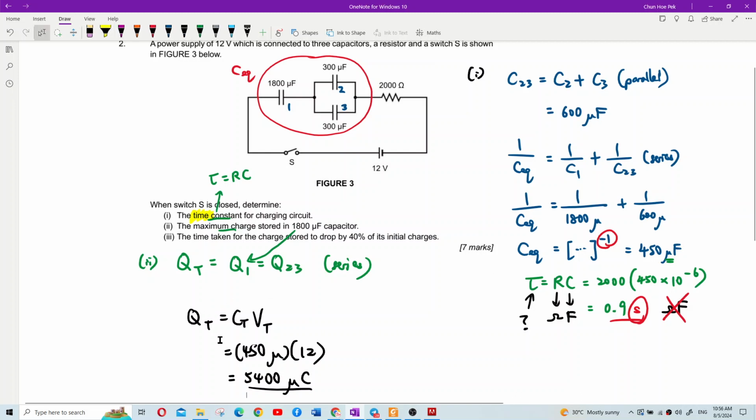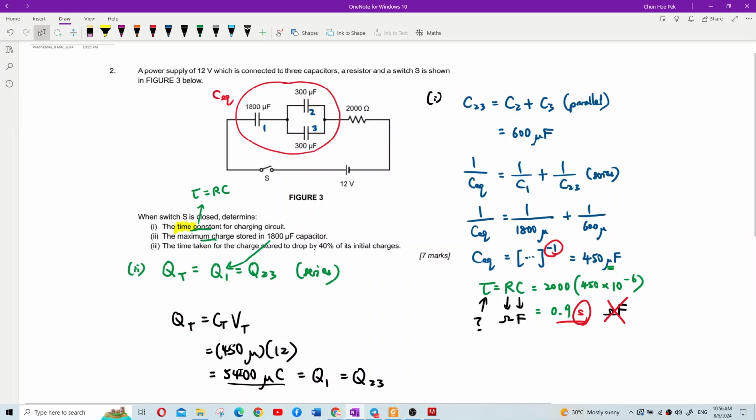So this Q total will be equal to Q1 and also equal to Q23. Understand? The Q total of the whole thing is equal to Q1, equal to Q23. Q23 means the charge gets divided among them. Okay.